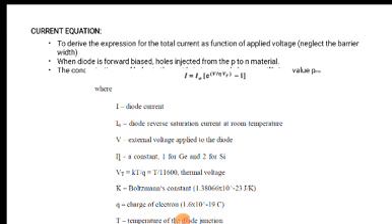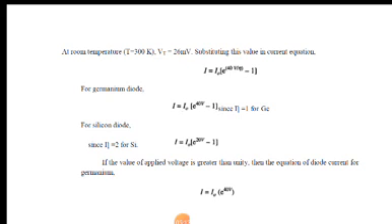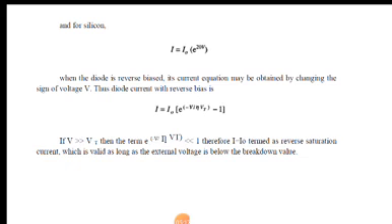And this is the current equation. For deriving the current, we use the equation I equals I naught times (e to the power V by eta V_T, minus 1), where I is the diode current, I naught is the diode reverse saturation current, V is the external voltage, eta is a constant, and V_T equals kT by q, where k is the Boltzmann constant, q is the charge of the electron, and T is the temperature of the diode. And here are some equations for the germanium diode and silicon diode.